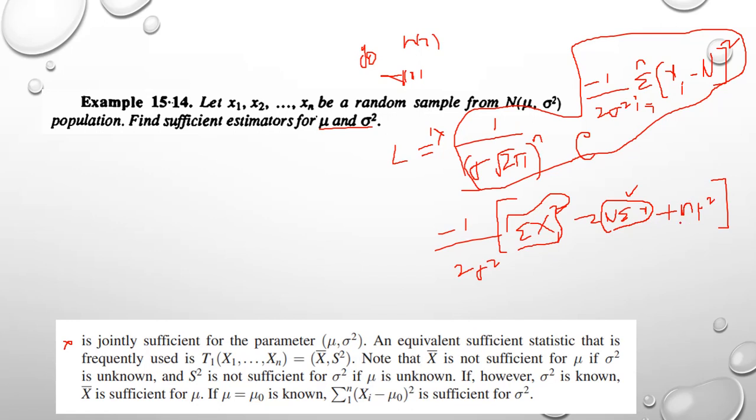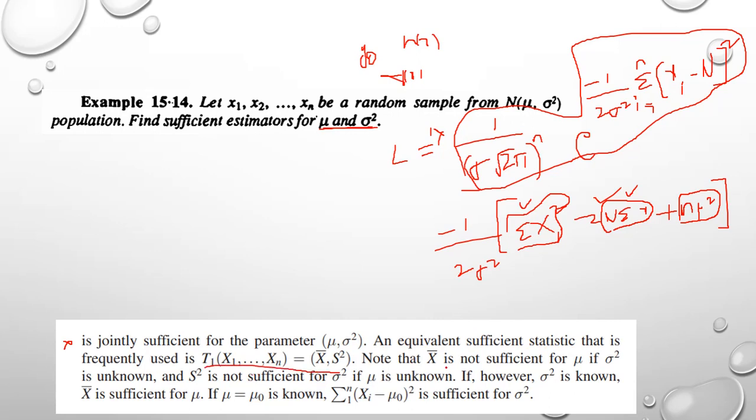Here if you take n into mu square, you are not getting more information. Only here you get more information, so summation xi and summation xi square are the jointly sufficient statistics for the parameters mu and sigma square. Here both are unknown. Observe, this is the important note. Jointly sufficient for the parameters mu and sigma square, an equivalent sufficient statistic that is frequently used is x bar and s square.